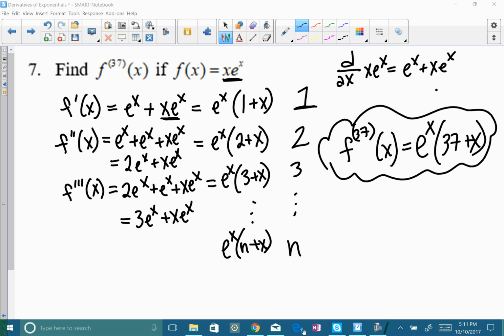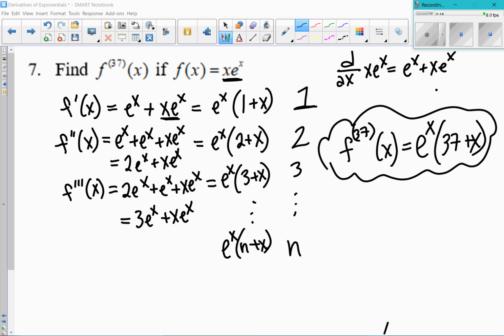Okay, so just to make the video short, this is the first video on the derivative of e to the x, and the next one will be on the derivative of any base.